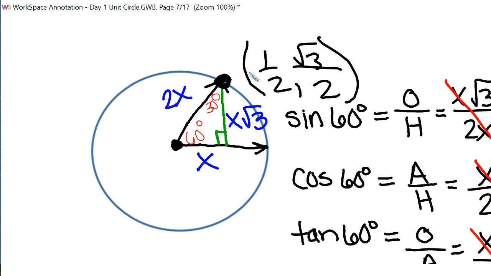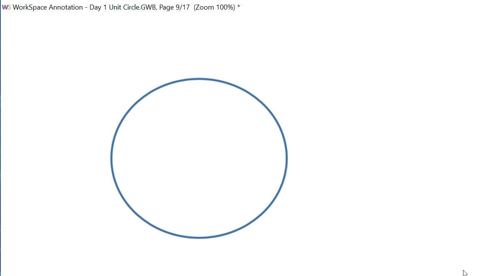Okay, one more triangle. Okay, so after this triangle, we're not using any more of those. So what I want you to do with your last triangle is split it up into quadrants. And right here is the origin, 0, 0.